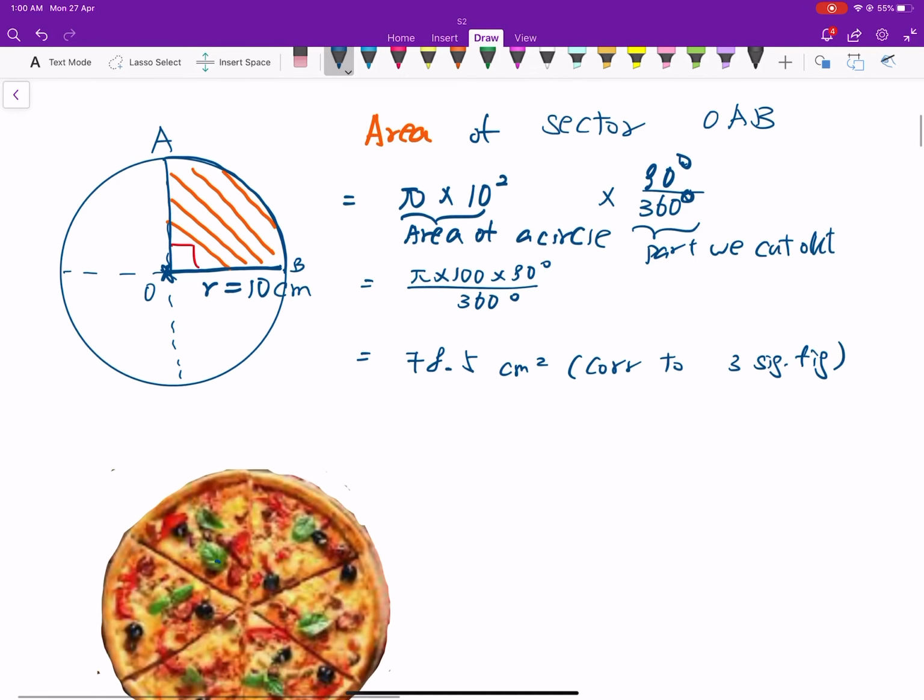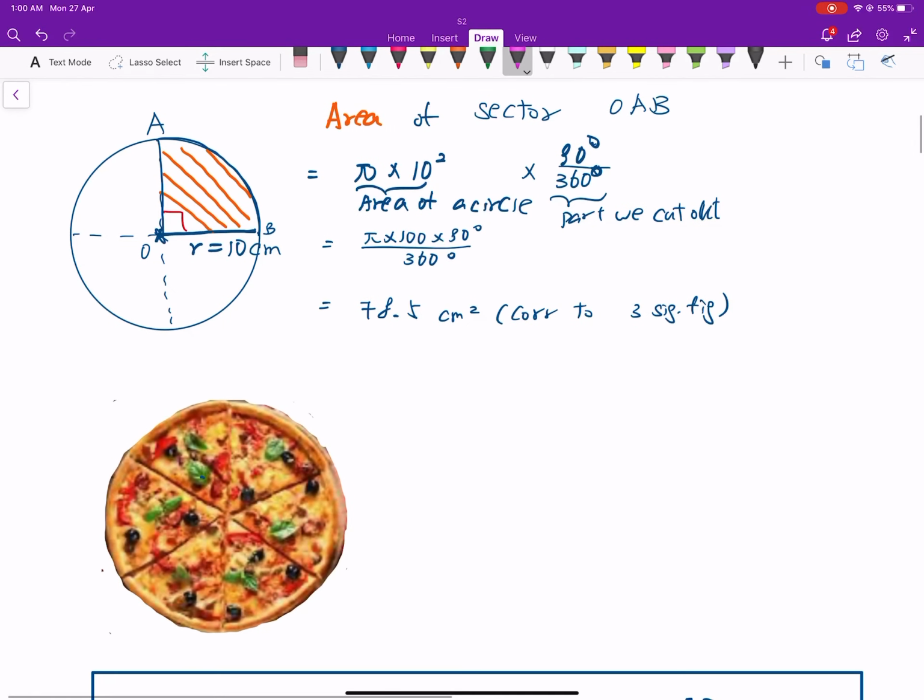So in the last video, the arc is only talking about the edge of the pizza, of a sector. But now the area of the sector means this part, the piece of pizza, but not only the edge, okay? So this is the area of a sector, a part we cut out from the circle.